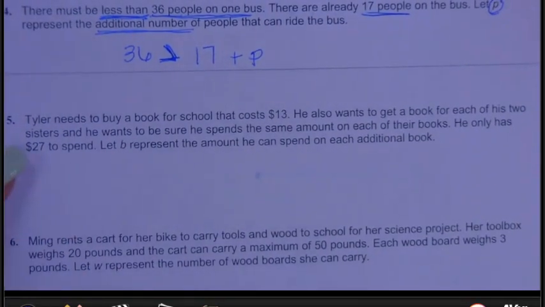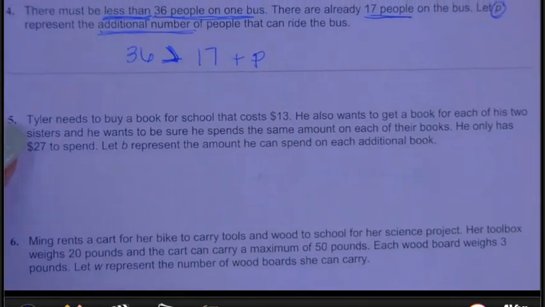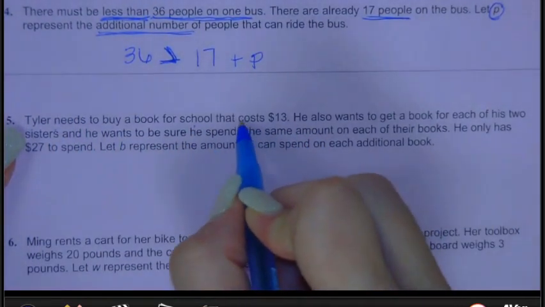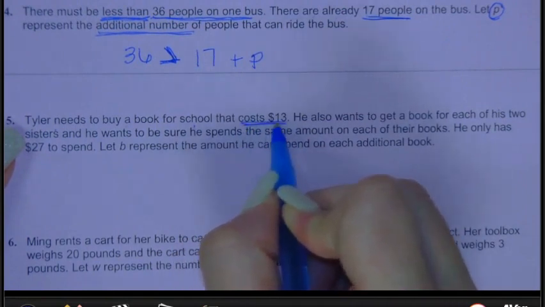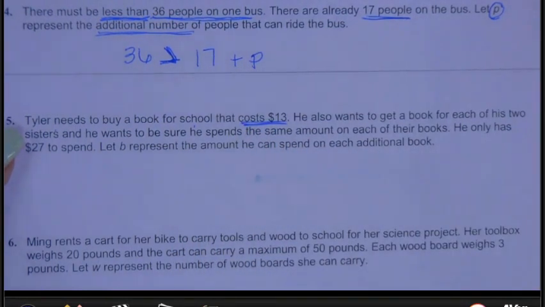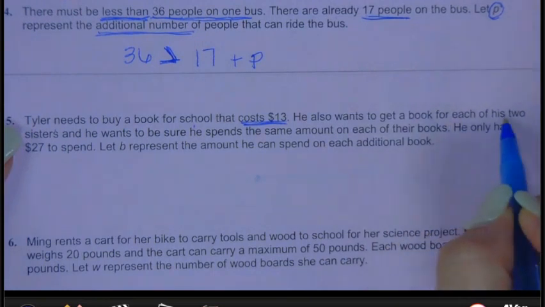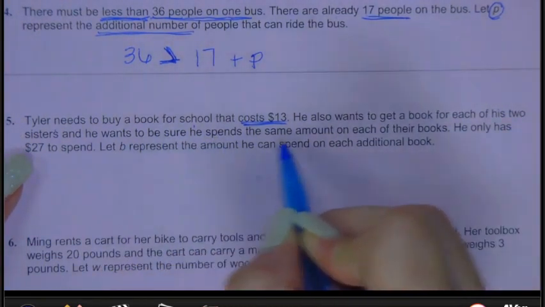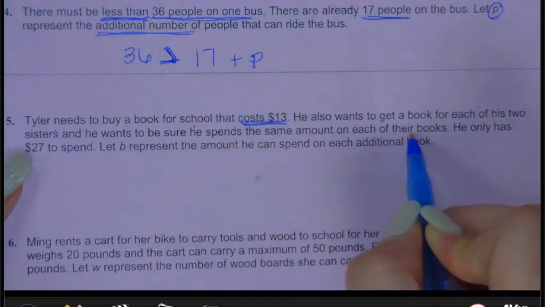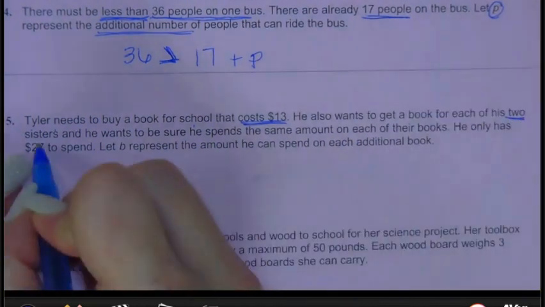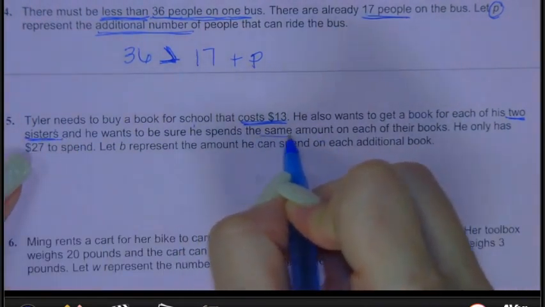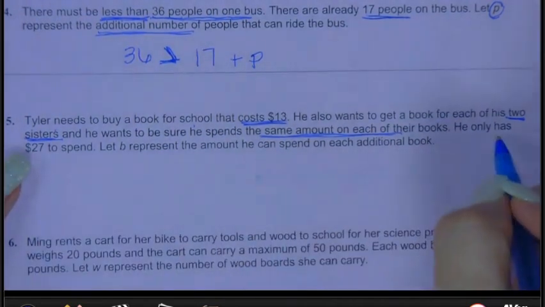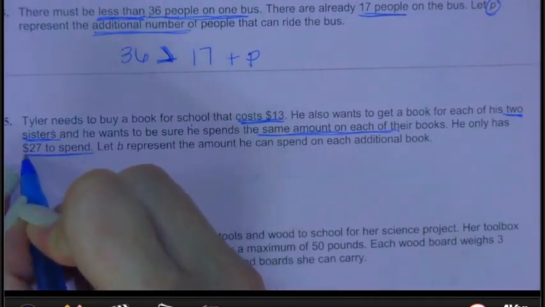All right, let me break this down even further. Tyler needs to buy a book for school that costs $13. He wants to get a book for each of his 2 sisters, and he wants to make sure that he spends the same amount on each book. So yes, 2 sisters, same amount on each. He only has $27 to spend.